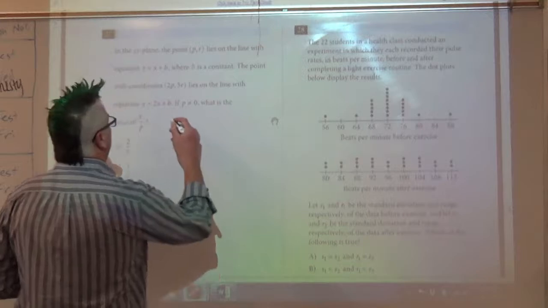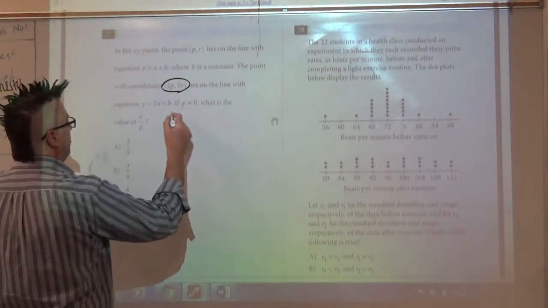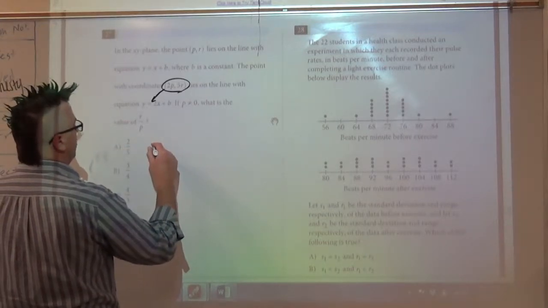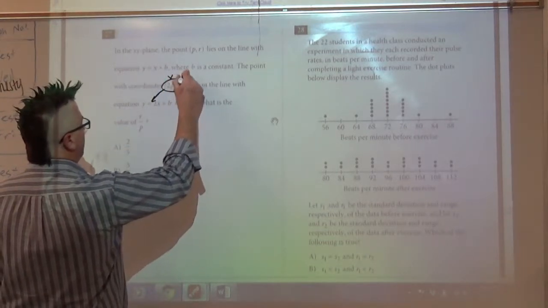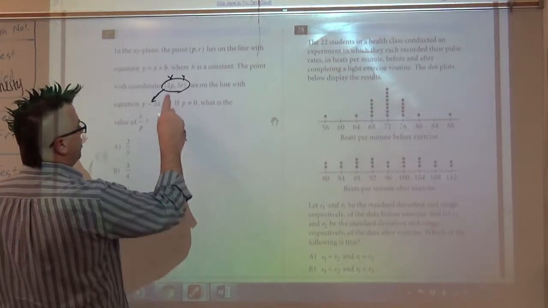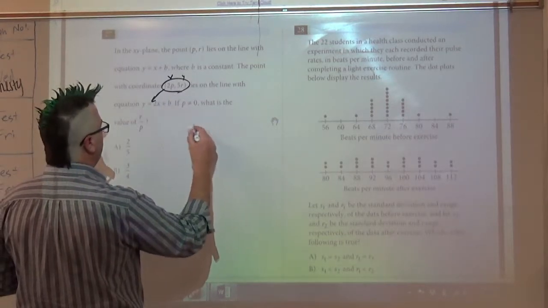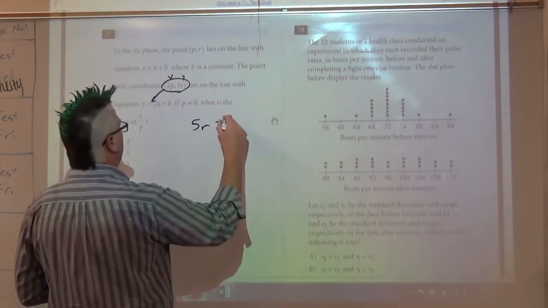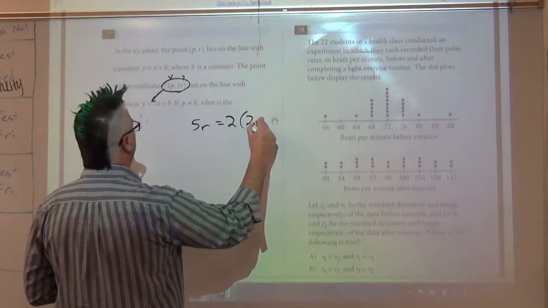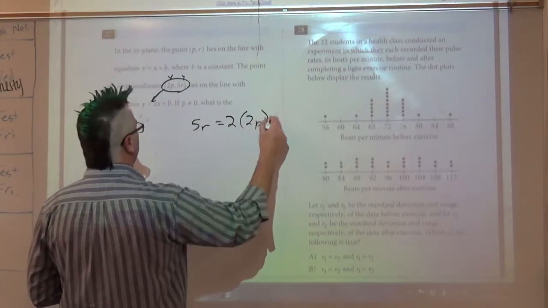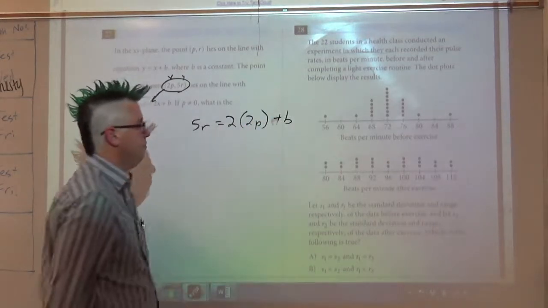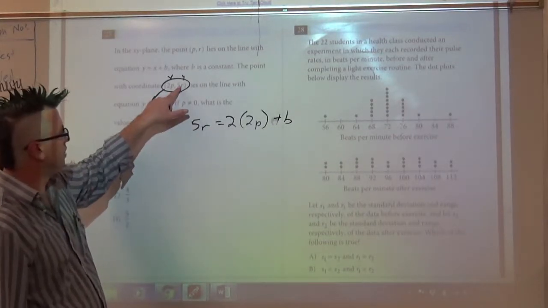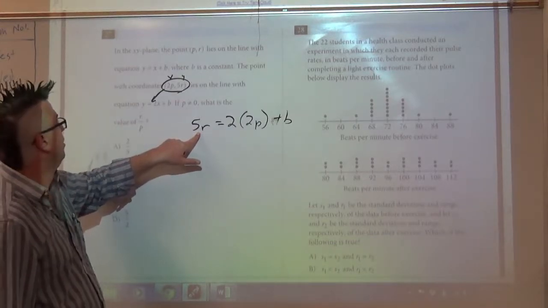Alright, so this line is on this equation. This is the x part, that's the y part. So I can put those in there. So that means 5r equals 2 times the quantity 2p plus b. It's kind of ugly. I put the 2p where the x was, I put the 5r where the y was.